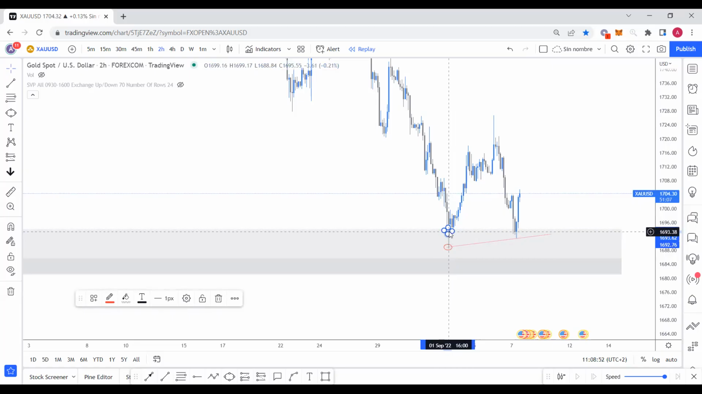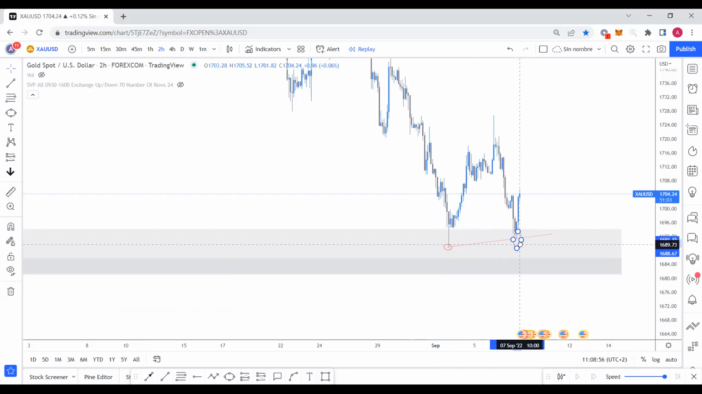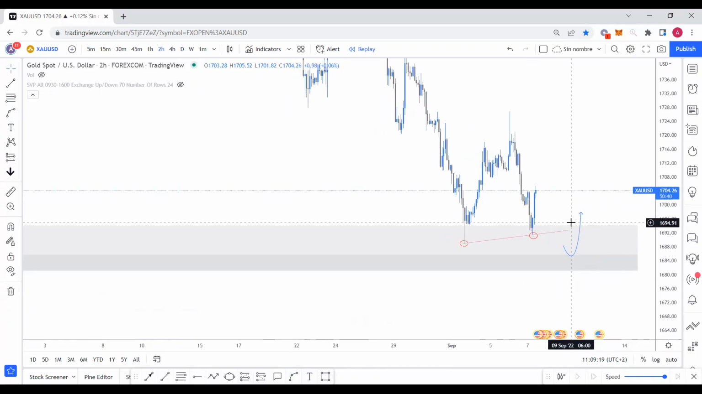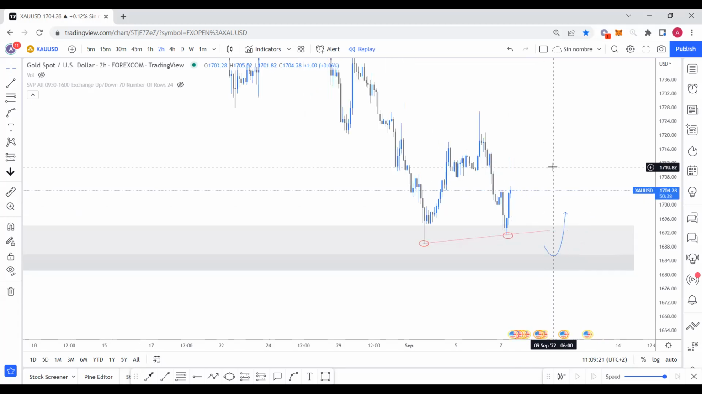Oh, sorry guys, I just can't move it. There we go. And this is at the moment London's liquidity. The chances of price taking out this liquidity and giving a nice move, okay, are high. So basically this is a bit what I'm looking at for gold currently. Okay, I wanted to ride the wave.